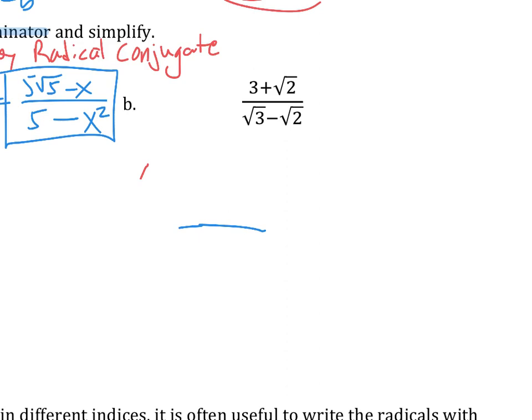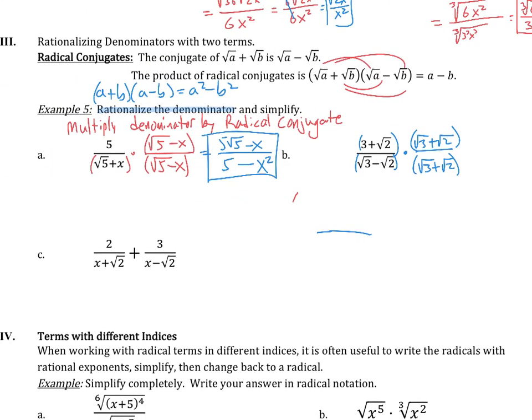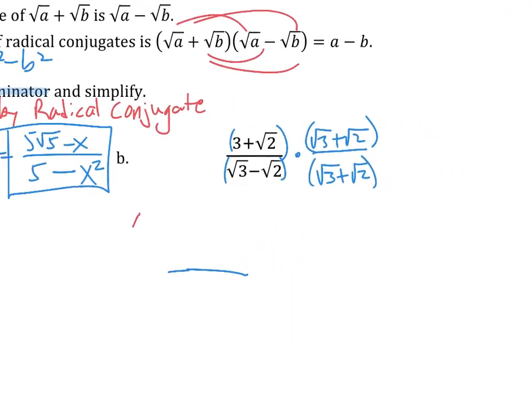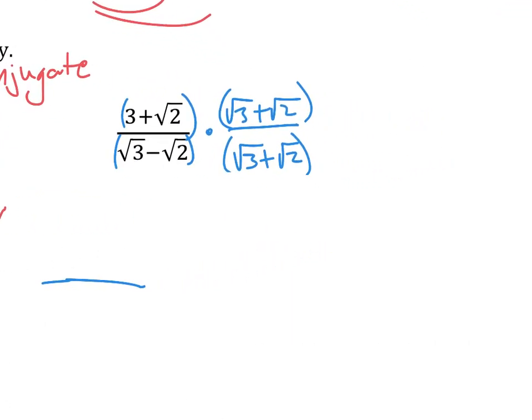So how about this one? We want to rationalize the denominator. If there's not parentheses, you probably should put parentheses around the bottom and the top because we're going to be doing some multiplying. And we're going to multiply by the conjugate, the square root of 3 plus the square root of 2. All of this is going to get distributed. Now we have, again, our little rule here, a plus b times a minus b equals a squared minus b squared. So that's going to help us on the bottom.